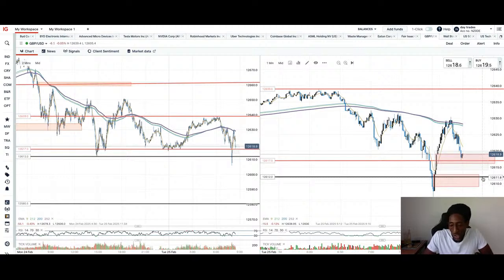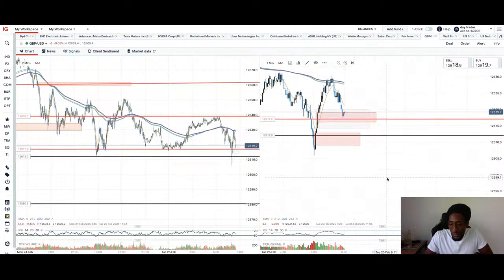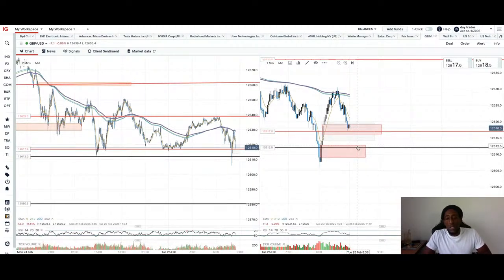So we just want to watch how price reacts down in these fair value gaps. If it gets to these, it should do. We'll see. But if it gets all the way down here, it's probably going to liquidate the low. But we'll see how price reacts.